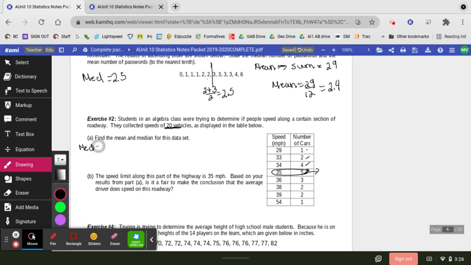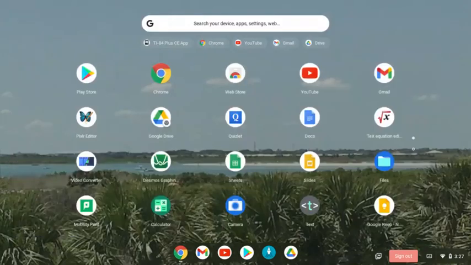Now our mean, we would have to multiply these. So we could do 29, 66, etc., and then add those up and divide. The easier way is we can do this on our calculator. So I'm going to open my graphing calculator.